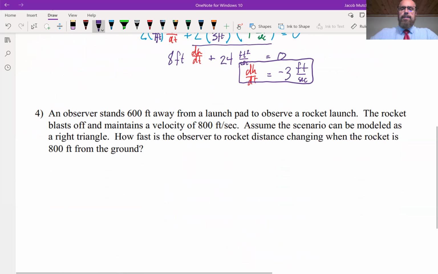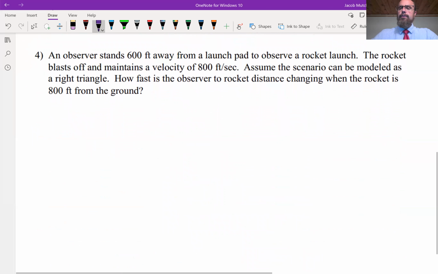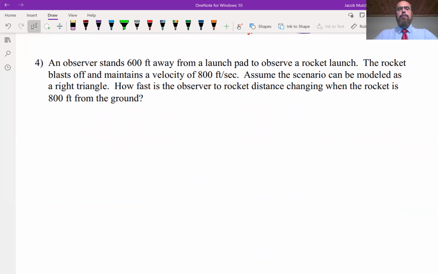Let's take a look at a second situation that also involves a right triangle. So this is about an observer that stands 600 feet away from a launch pad to observe a rocket launch. The rocket blasts off and maintains a velocity of 800 feet per second. Assume the scenario can be modeled as a right triangle. How fast is the observer to rocket distance changing when the rocket is 800 feet from the ground?